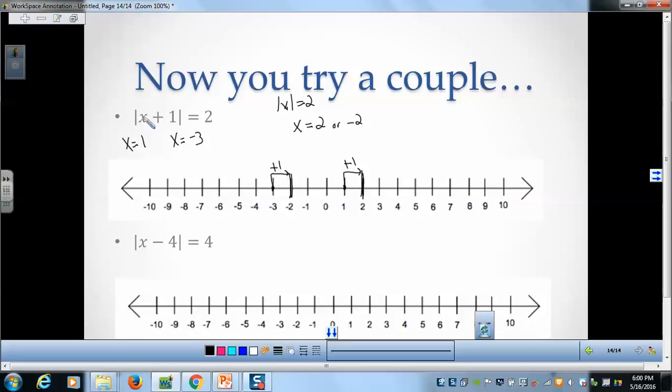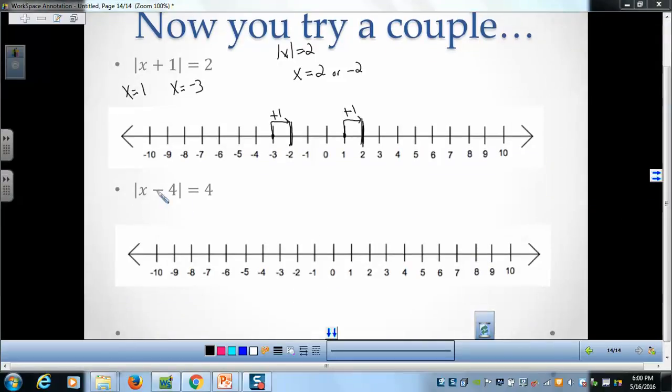And once again, I plug that in. 1 plus 1 is 2. That works. Plug that in. Negative 3 plus 1 is negative 2. That works. Now this sometimes just makes students uncertain when they see this problem. So let's take a look at how you would have handled this.